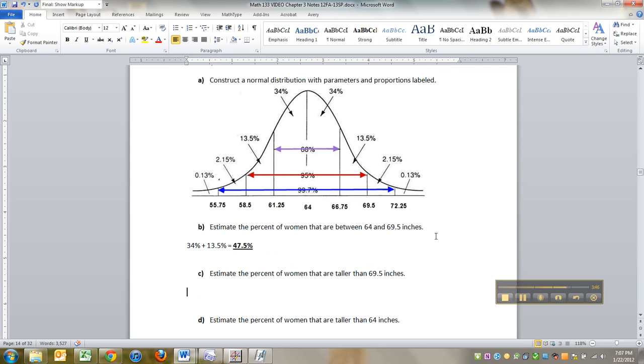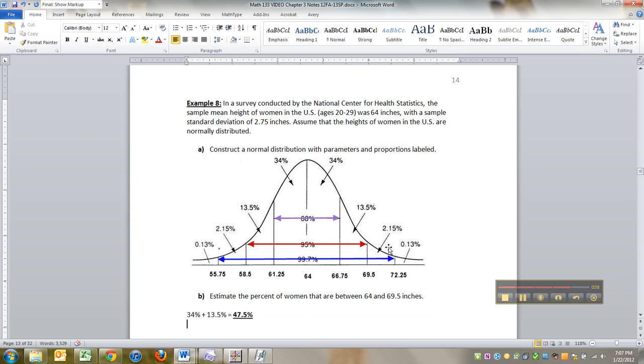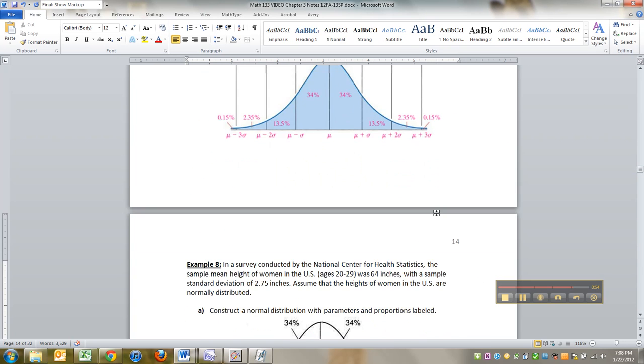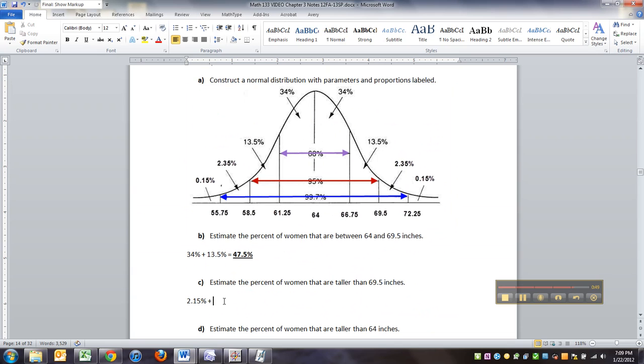All right, what about taller than 69.5? Well, that's this 2.35 plus, I don't like the percentages they're using there. It should be 0.15. Hold on one second. There, that's better. Matches the percents that we were given by the author, and that's actually more correct anyway. So we want 2.35 plus 0.15%, which would make 2.5%.